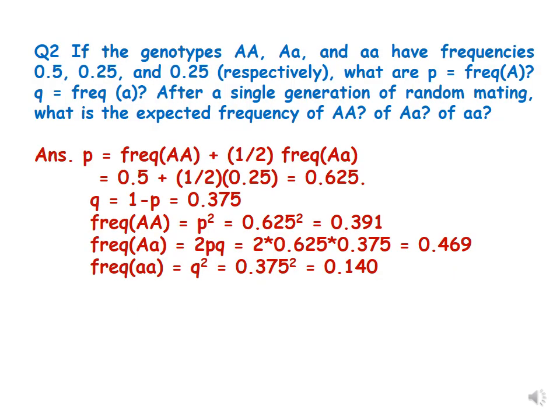Now this is another kind of question: if the genotypes capital A capital A, capital A small a, and small a small a have these frequencies, what are p and q after a single generation of mating? How do we calculate it? We have been given the frequencies of genotypes, so we can calculate the dominant allele frequency by this formula. Once we get the value of p, we can apply p plus q is equal to 1 and get the value of q. Then from these p and q values, we calculate p square, 2pq and q square. So this is the second kind of question, where the numbers are not given but the frequency is given.